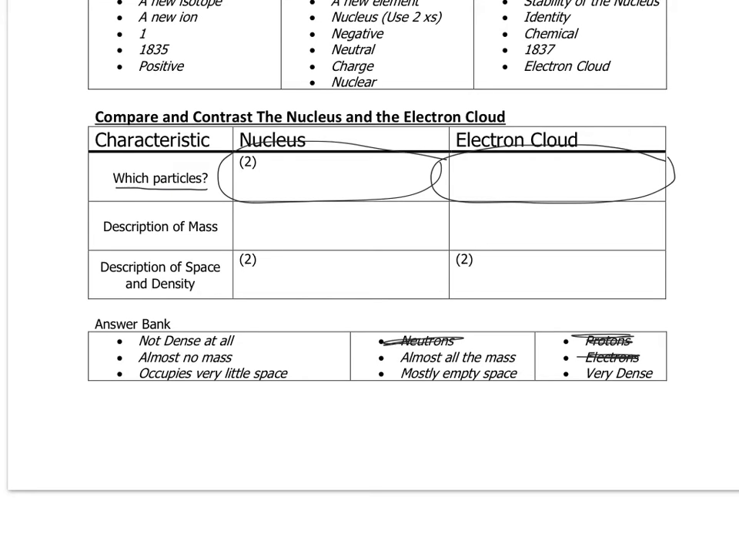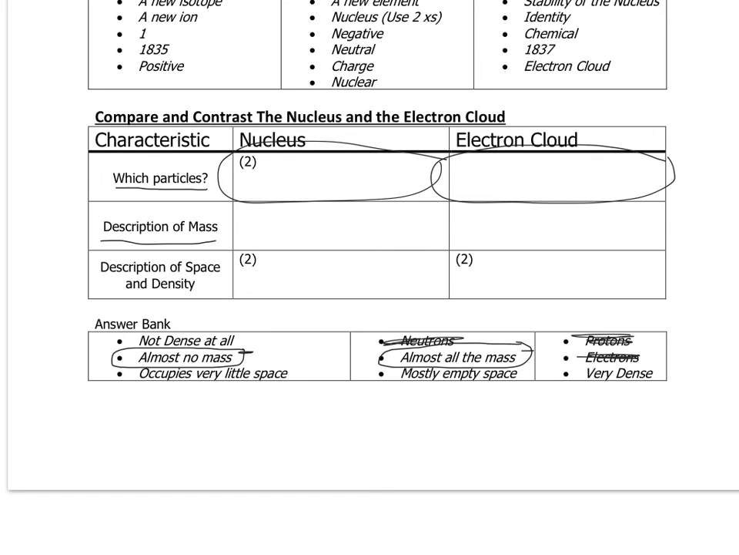The description of mass. We have two choices about mass: almost no mass and almost all the mass. Those are the two that are going to go here in description of mass. So you want to think about, where were the heaviest particles? Were they in the nucleus or the electron cloud? And then you'll be able to decide which, the nucleus or the cloud, gets almost no mass or almost all the mass.